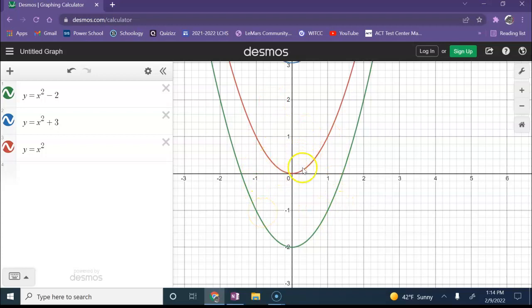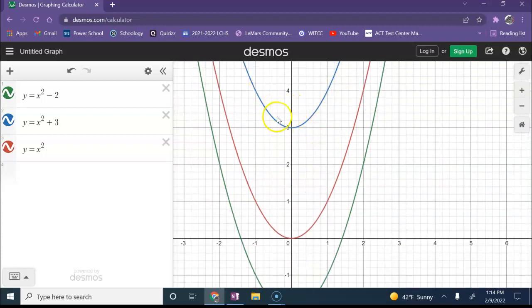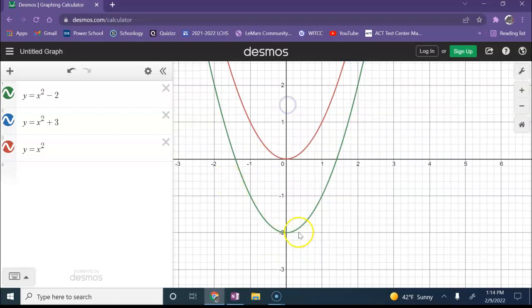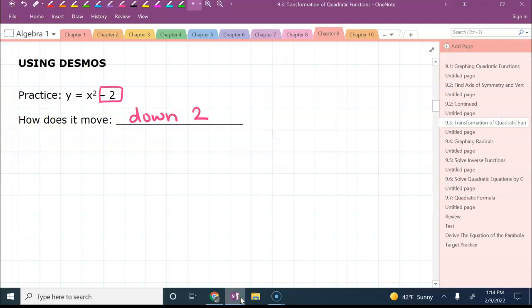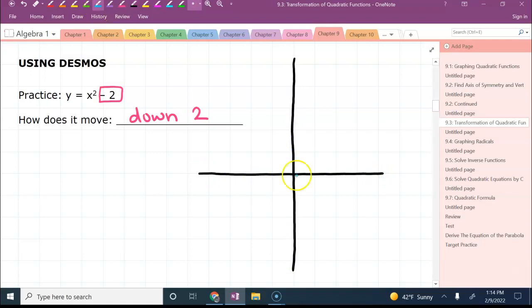Okay, so the red is the parent, this is the one up here, the blue one is the one that we just did, and this green one is what we're on now. So you can see how if it's positive, it's going to push the graph up. If it's negative, it's going to push the graph down. So if I want to graph this one here, again, your parent function, remember, starts at 0, 0, so I'm pushing that down 2. And then you have those points at 1, 1 and negative 1, 1, and those are going down 2 as well. So this is where that graph would be.